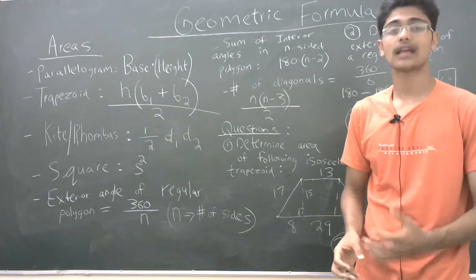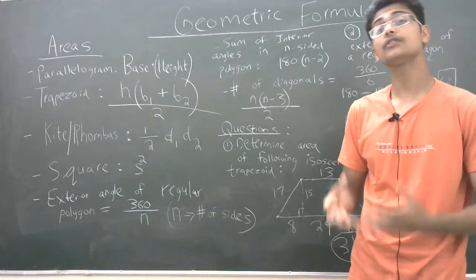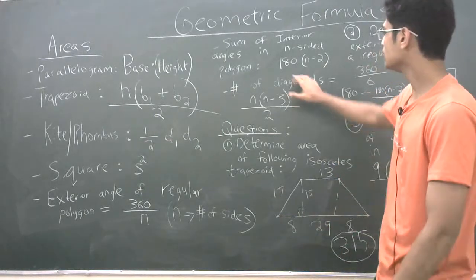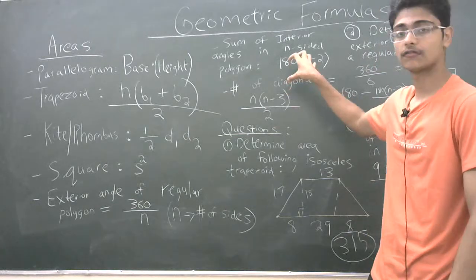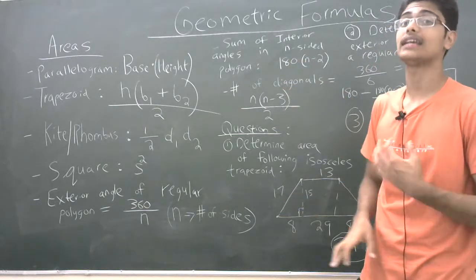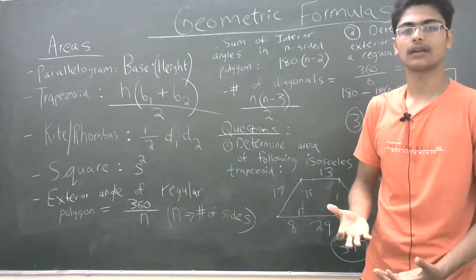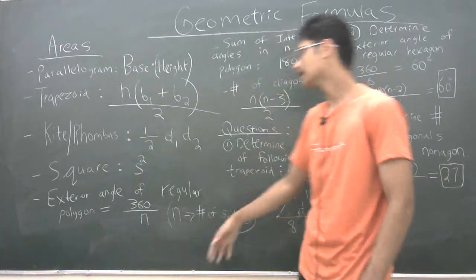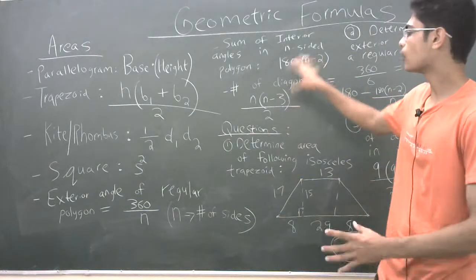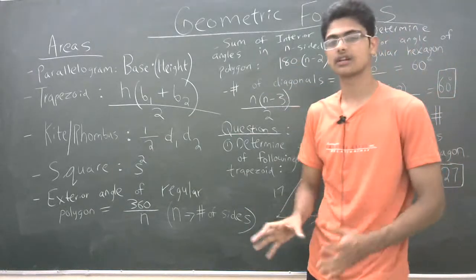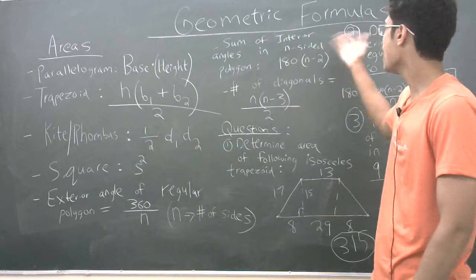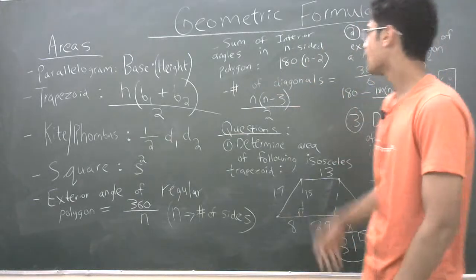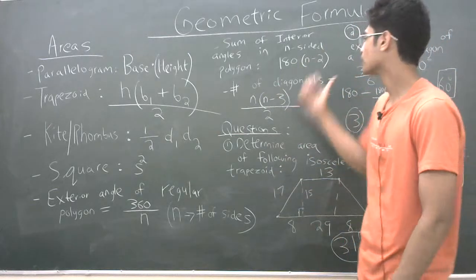Knowing that an interior angle and an exterior angle add up to 180 degrees, whatever value you get from here, you can subtract that from 180 degrees to get the exterior angle, which you could also derive from 360 divided by n. So these formulas have a link, a connection, which I will show in one of the later examples or the questions that I've shown here.